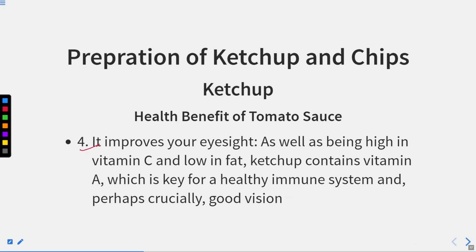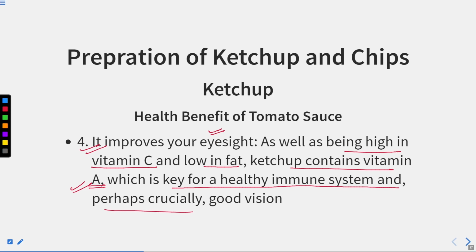It improves your eyesight, as it is high in vitamin C and low in fat. Ketchup also contains vitamin E, which is required for the formation of the pigment rhodopsin. So if we are getting this vitamin, then our eyesight will be good. It increases the eyesight, and is key for a healthy immune system and, perhaps crucially, good vision also.